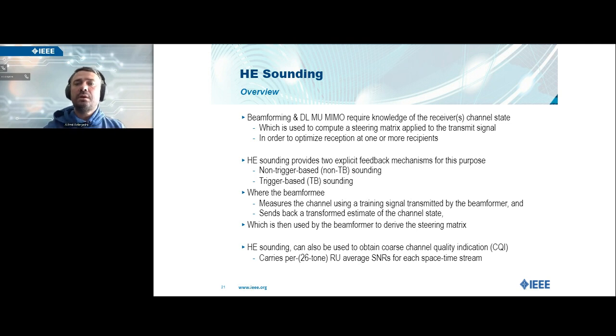So we'll cover a little bit in detail both of these modes, but essentially the idea here is to provide the transmitter with channel estimates of the recipient so that when I generate the PPDU, that PPDU has the highest chance of reception at the recipient because it's based on the channel quality indication of the recipient.